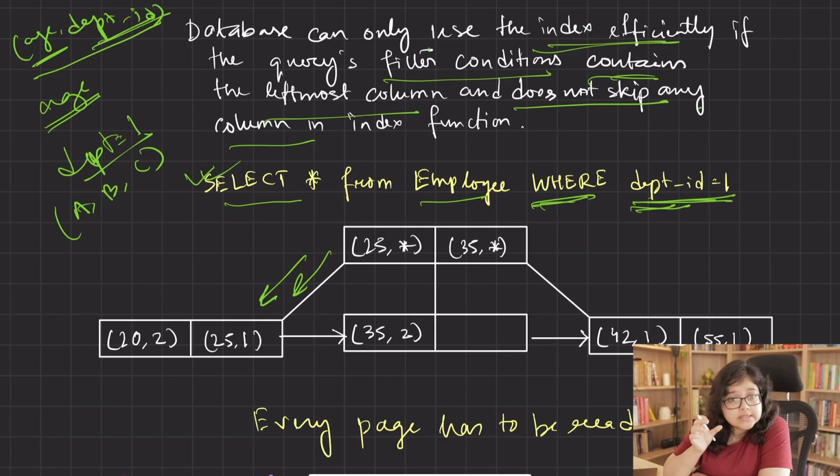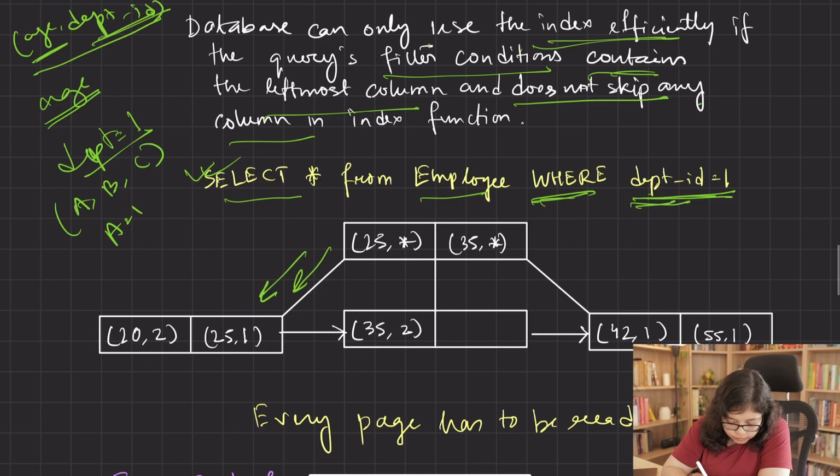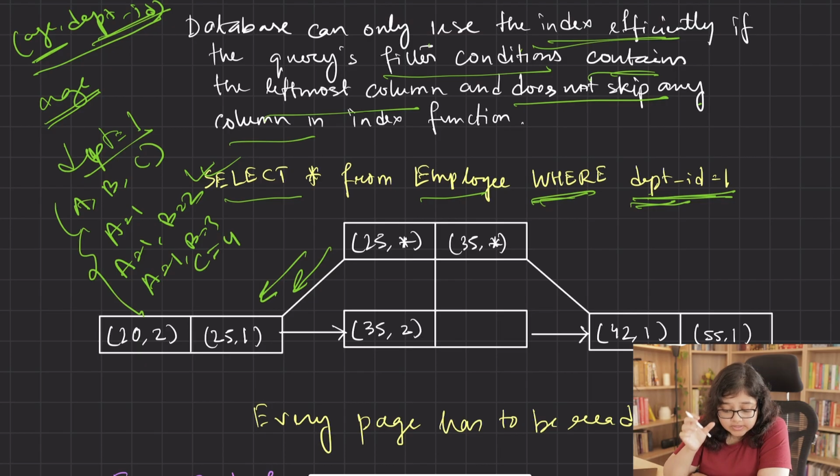Let's say we have a composite index on columns A, B and C. To use this index efficiently, the where clause must contain the leftmost column and should not skip any column in between. Let's say we have where A equals 1, or A equals 1 and B equals 2, or A equals 1, B equals 3 and C equals 4. In all of these queries, the index will be used efficiently.